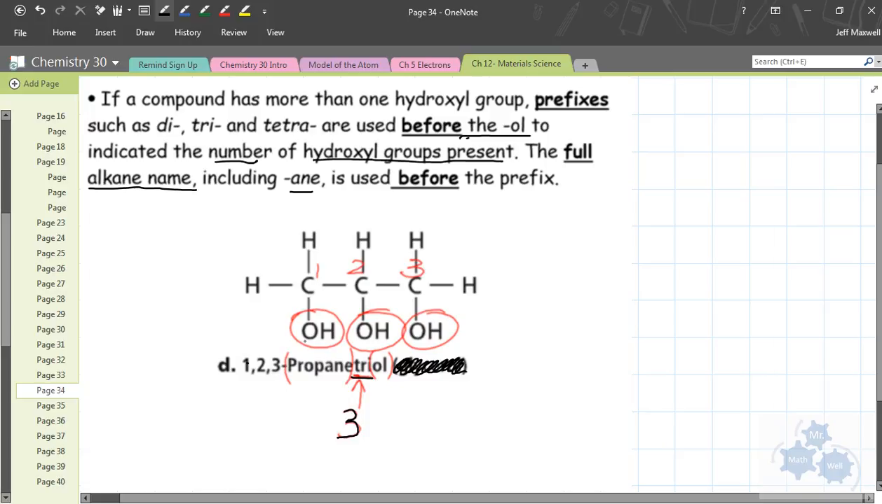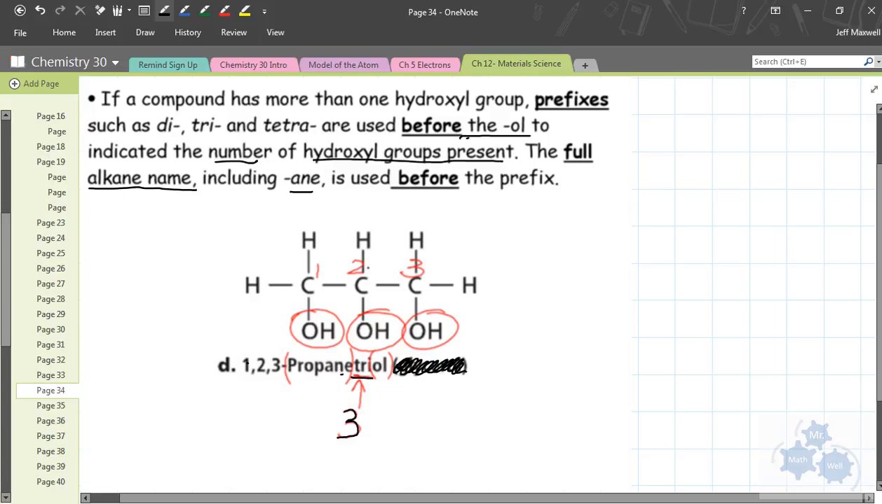Dash. 3 carbons. So it's propane, all with single bonds between them. Tri is the 3 hydroxyl groups. -ol is the ending for alcohol. So it's 1,2,3-propanetriol. Propanetriol, propanetriol. That's how you name propanetriol.